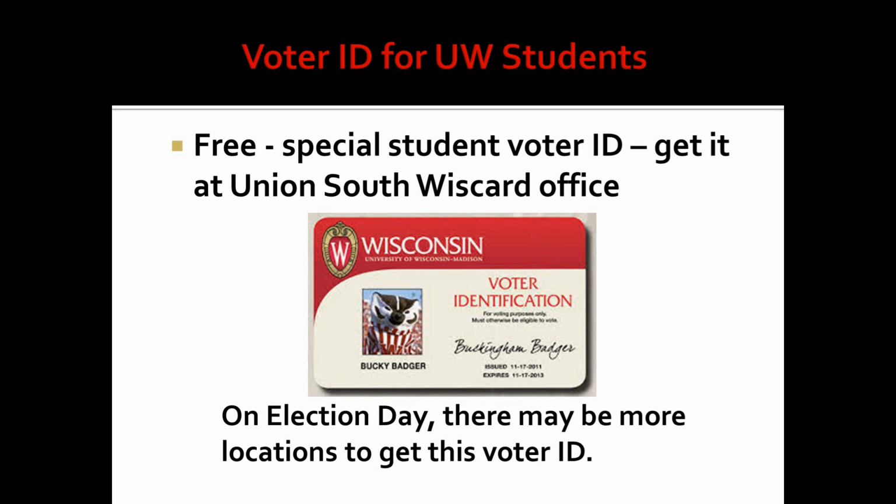Any UW student can get a free student voter ID at Union South. Just bring your WIS card to the WIS card office. On Election Day, there may be additional locations to get this ID.